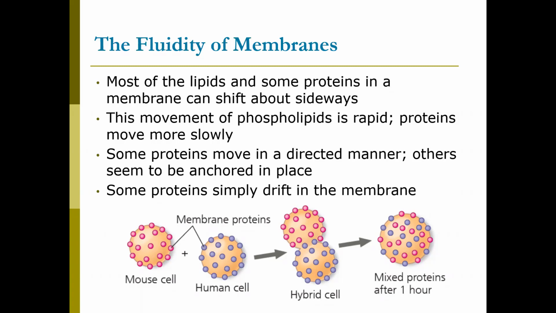For example, if we were to merge two cells together, the plasma membranes would merge together. At first, the proteins on one side of the membrane are all together, and the proteins on the other side are all together. But over time, they mix together because this is a fluid mosaic model. It's fluid, so it's going to be moving. These proteins within the membrane do move around and mix.